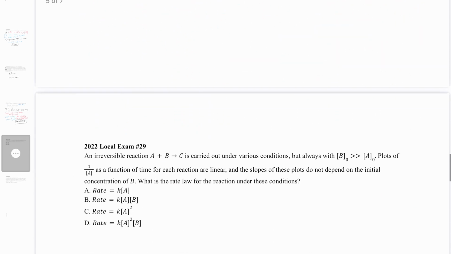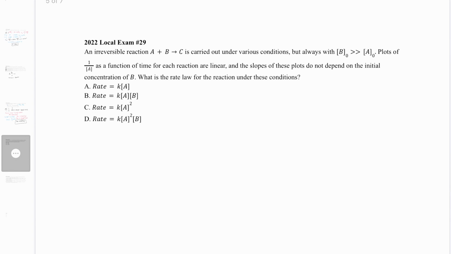Let's go to question 29. An irreversible reaction A plus B to C is carried out under various conditions, but always with the initial concentration of B being a lot greater than the initial concentration of A. Plots of 1 over the concentration of A as a function of time for each reaction are linear, and the slopes of these plots do not depend on the initial concentration of B. What is the rate law for the reaction under these conditions?